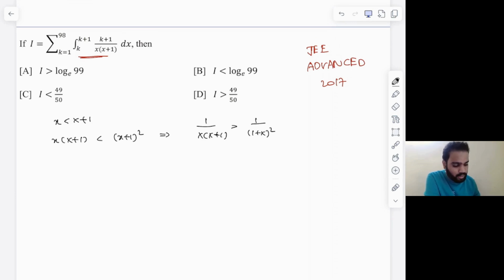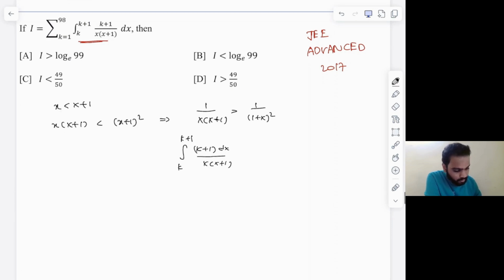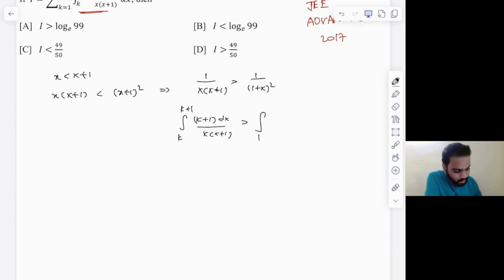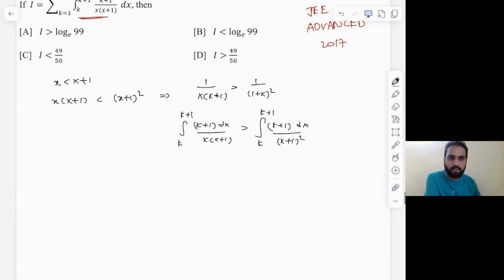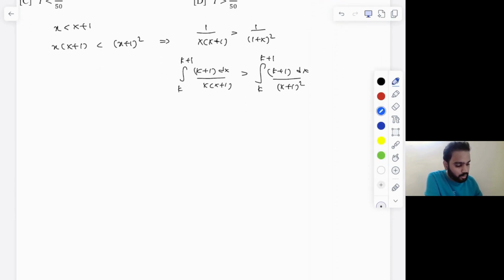Since I know that 1 by x into x plus 1 is greater than 1 by x plus 1 whole square, I apply the integral from k to k plus 1 of dx divided by x into x plus 1 on both sides. So this will again be greater than the integral from k to k plus 1 of k plus 1 multiplied by dx divided by x plus 1 whole square. So clearly you have created the lower bound for this integration, right? Now let's try to solve this one because this is easier to solve.